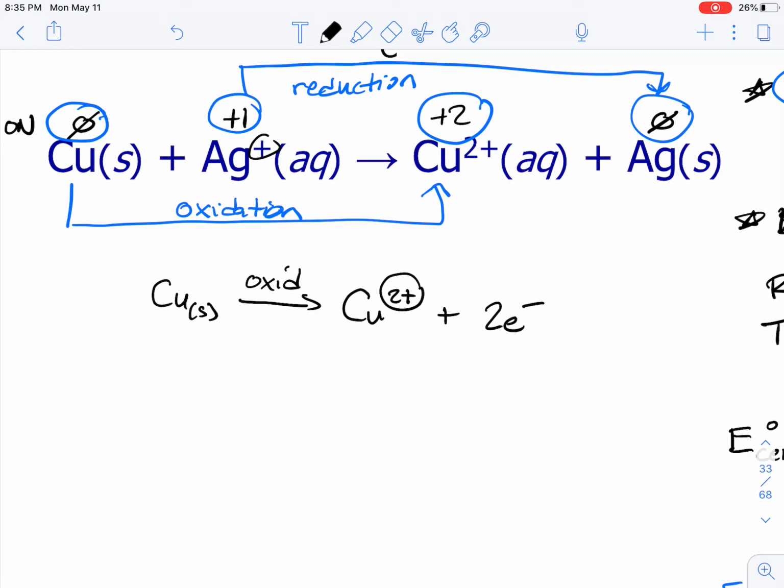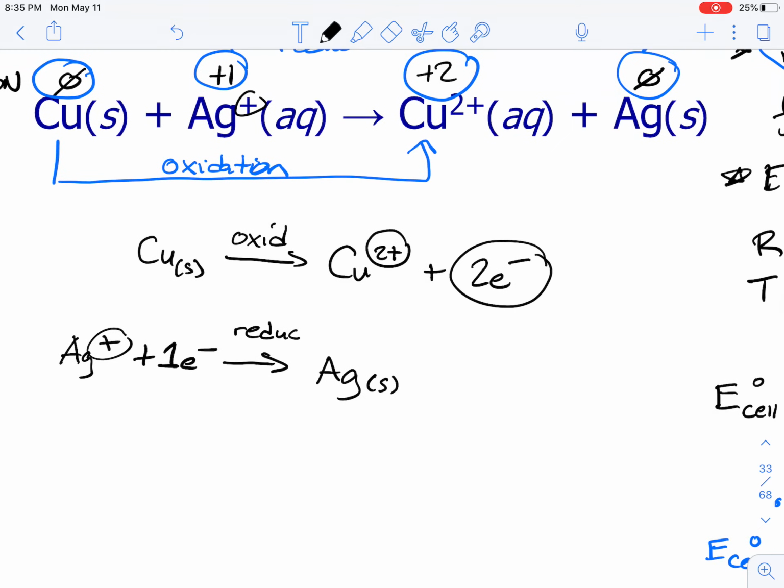Since silver is undergoing reduction, that means that my electrons have to go on the reactant side. And since the result of the reduction produces silver solid, I'm going from +1 to 0. So the only way that's possible is if I were to add one more electron. And so the silver must gain 1 electron for it to become solid silver.